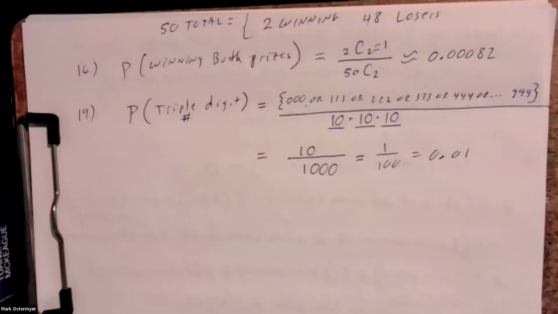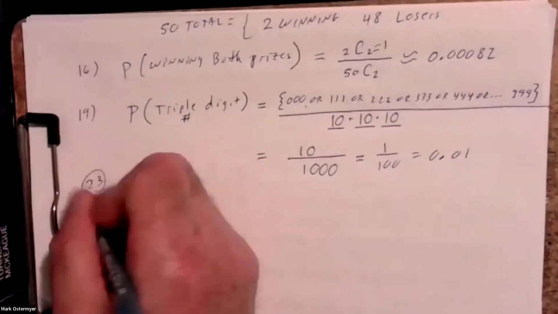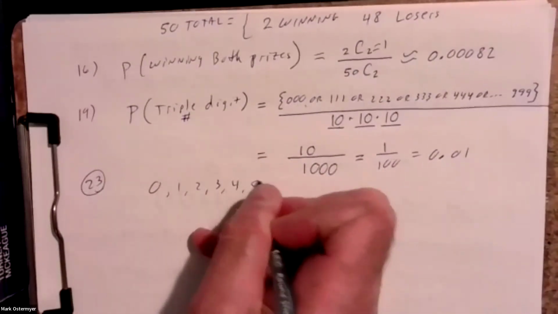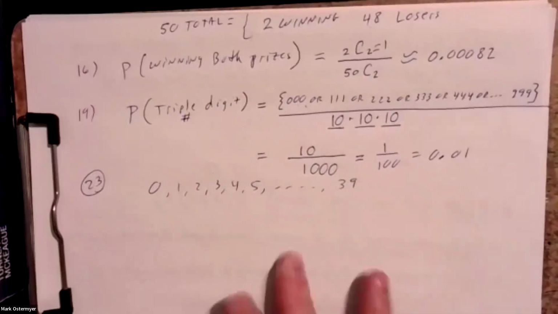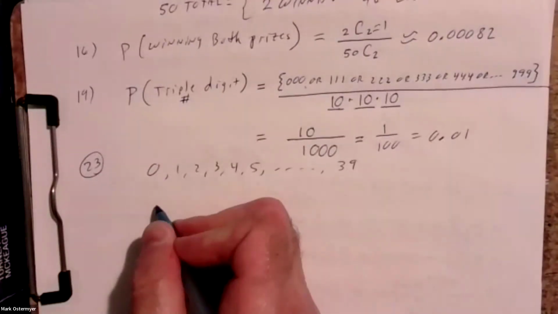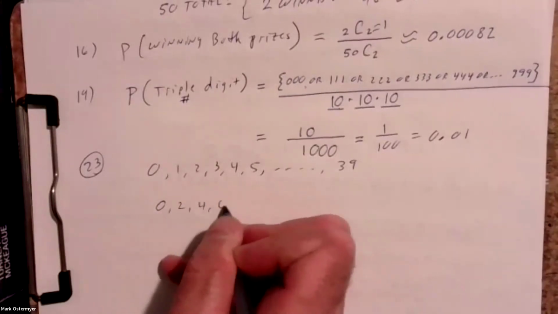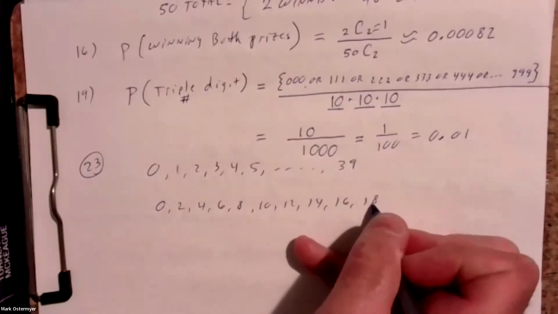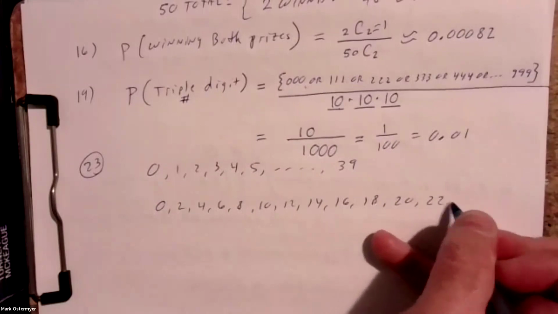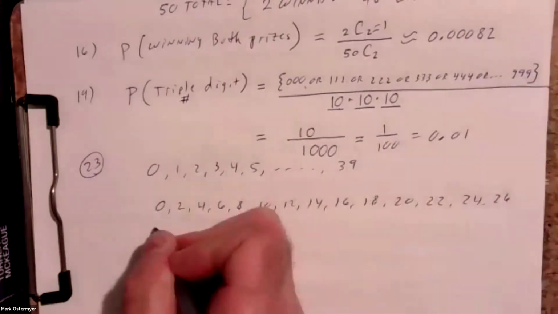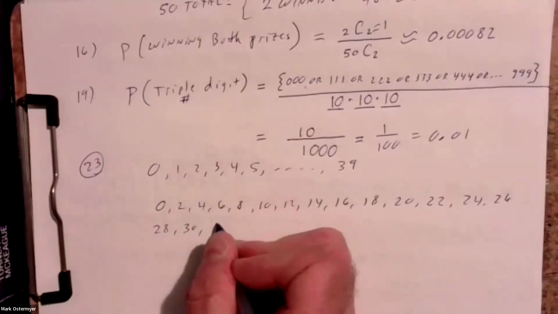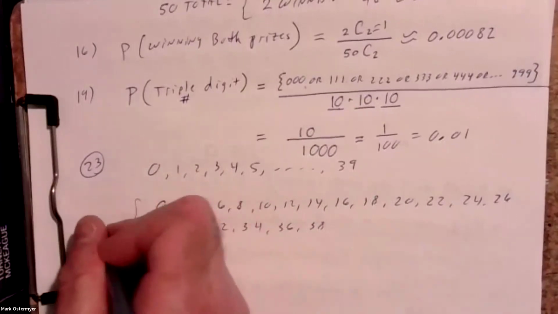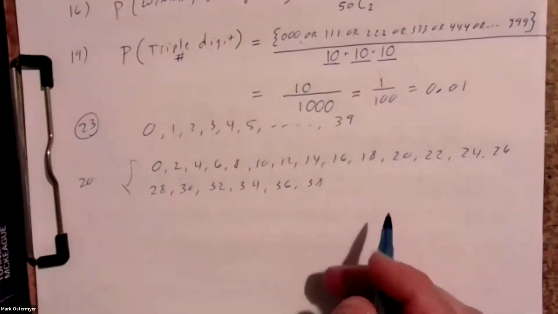Well, I have a question for you. How many even numbers exist out there for this combination lock? We've got 0, 1, 2, 3, 4, 5, all the way up to 39 to choose from. How many of these numbers are even? Well, that's going to be 0, 2, 4, 6, 8, 10, 12, 14, 16, 18, 20, 22, 24, 26, 28, 30, 32, 34, 36, 38. That's 20 even numbers, 20 of the 40 numbers are even.